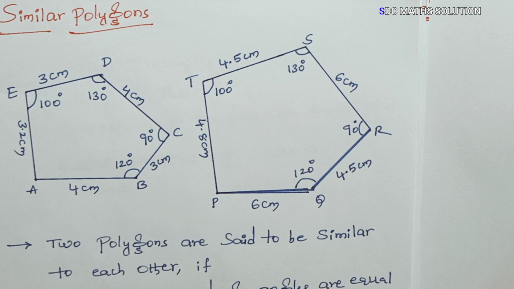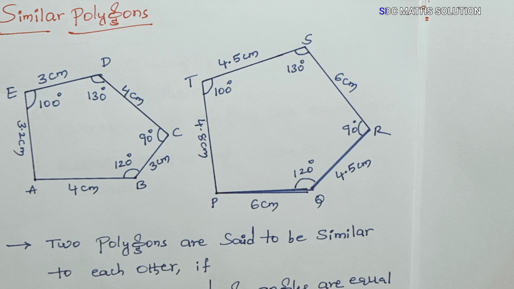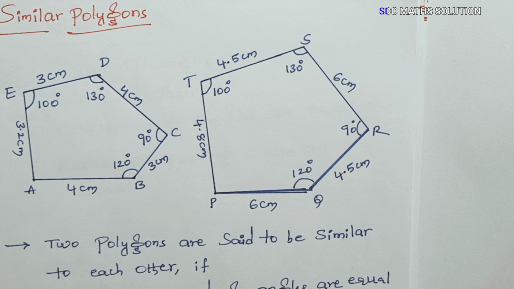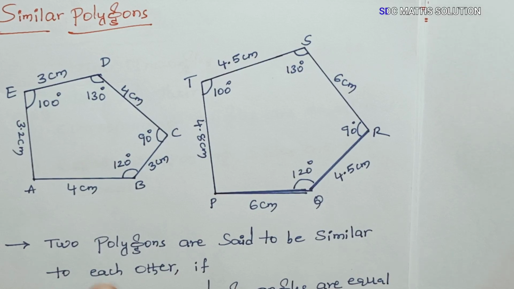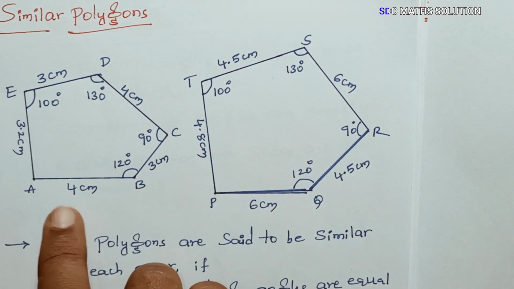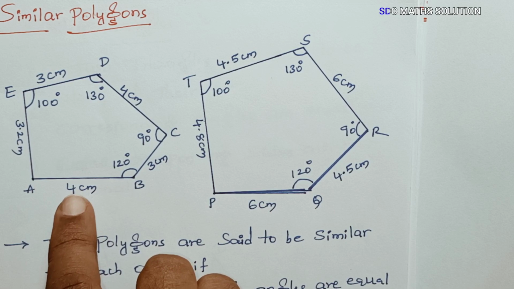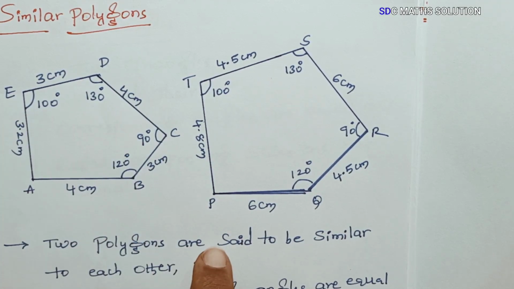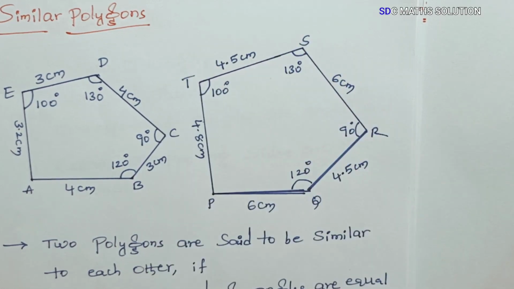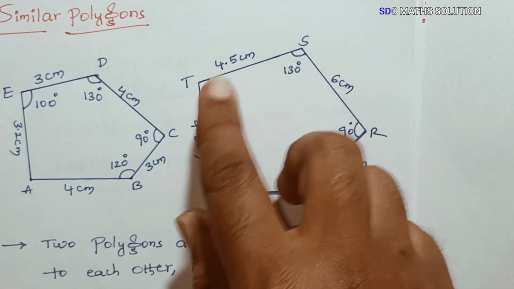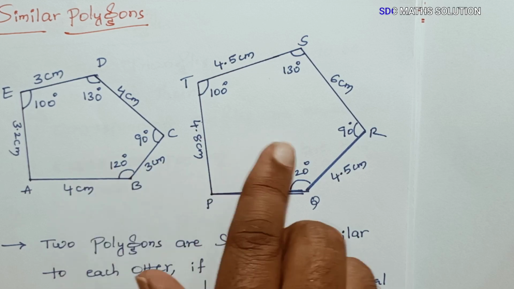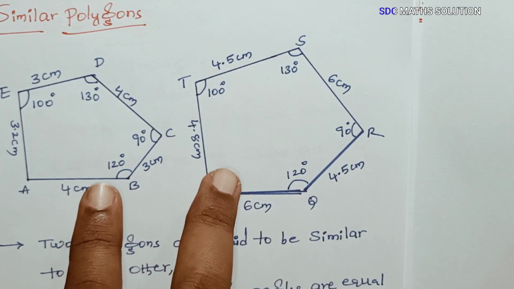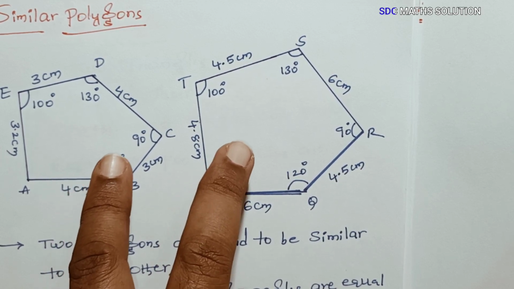Any geometrical figure which has 3 or more than 3 sides is said to be a polygon. Now if you observe these two figures, A, B, C, D, E, in this geometrical figure there are total 1, 2, 3, 4, 5 sides. Here P, Q, R, S, T, in this also total 5 sides are there. These two are polygons. What is the similarity? What is the role of the similarity between these two polygons?